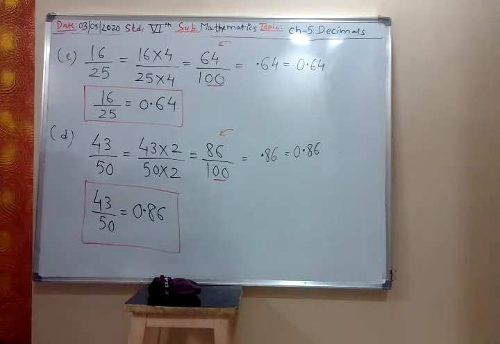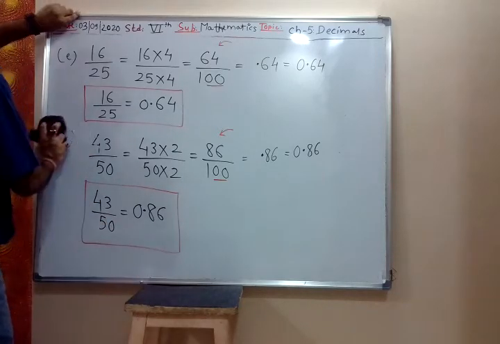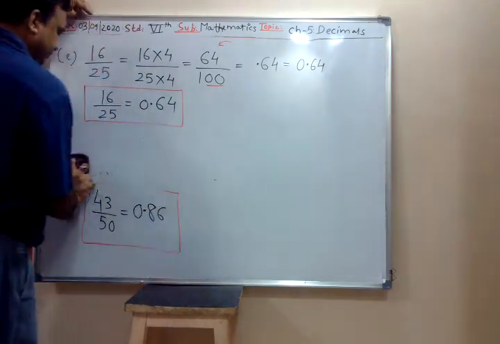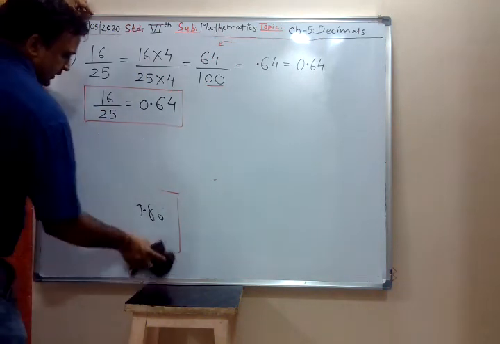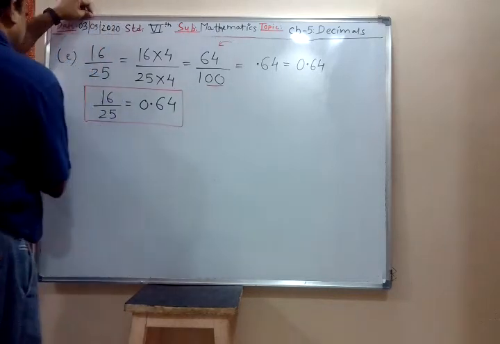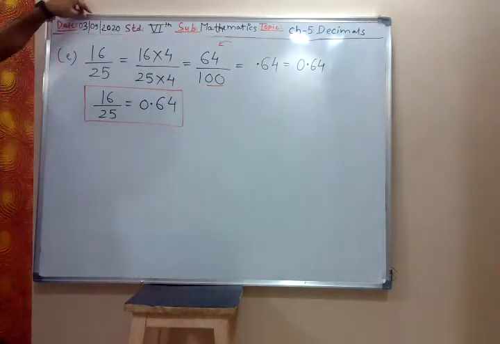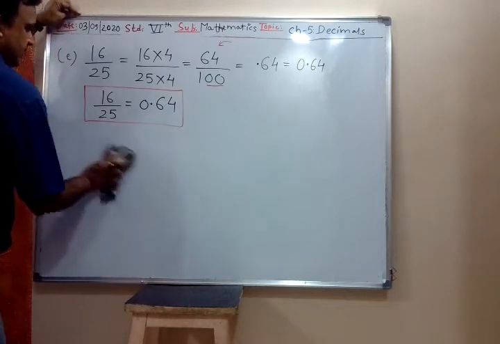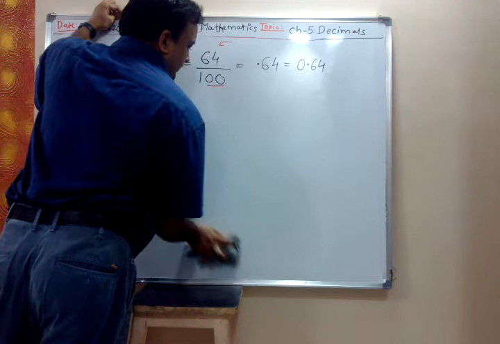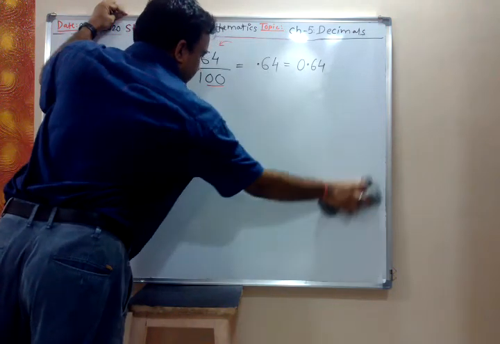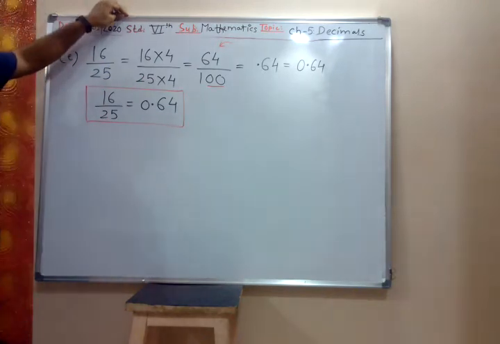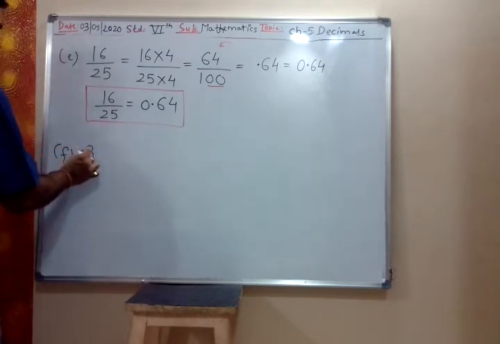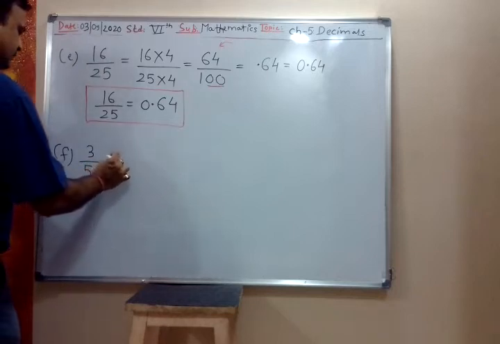F is 3 upon 500. Yes, do it. 3 upon 500. So what will you do?